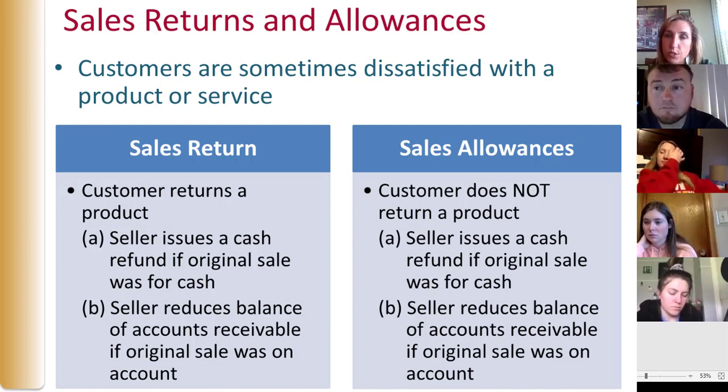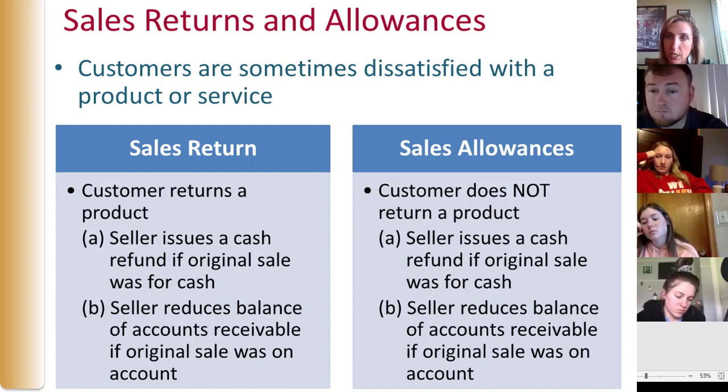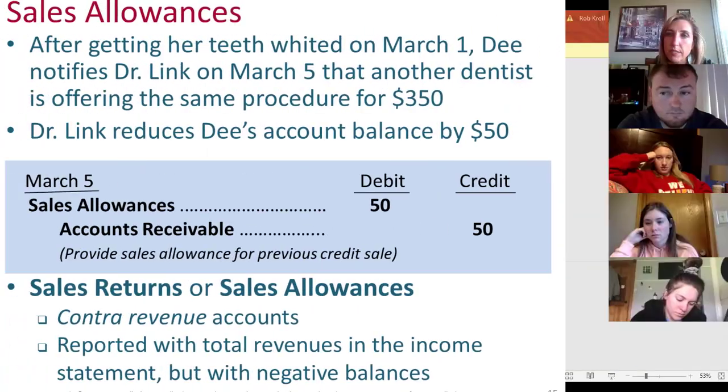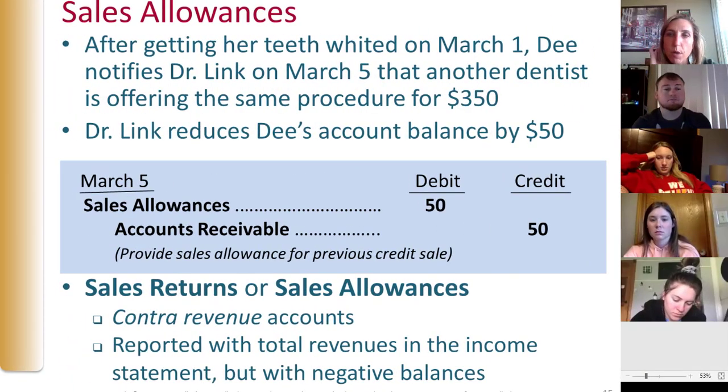So sales returns, sales allowances, and sales discounts, those three contra revenue accounts, will have a debit balance. They look like an expense. So then the next thing, once you see the journal entry, if somebody's dissatisfied with their product, let me go back a second. Remember, the sales allowance is when they don't return the product.